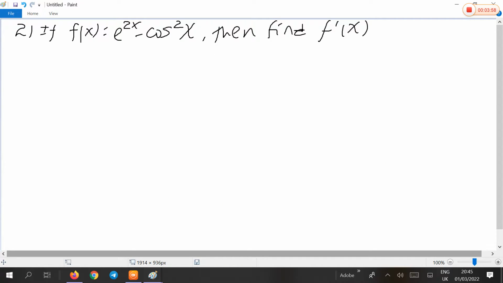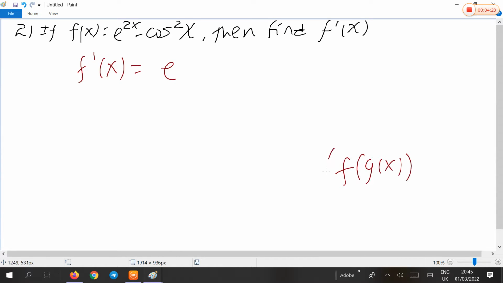If f of x is e to the power of 2x minus cos squared x, then find the first derivative at x. The first derivative at x is given by the derivative of e to the power of 2x using the chain rule. If a function is expressed as f of g of x, then the derivative will be f derivative at g of x times g derivative at x.